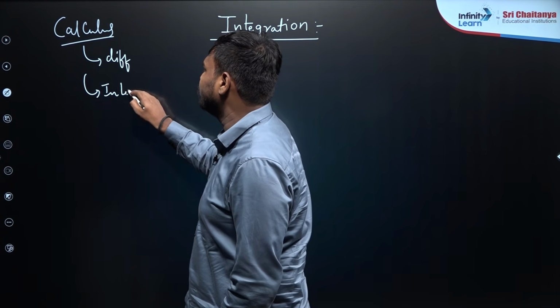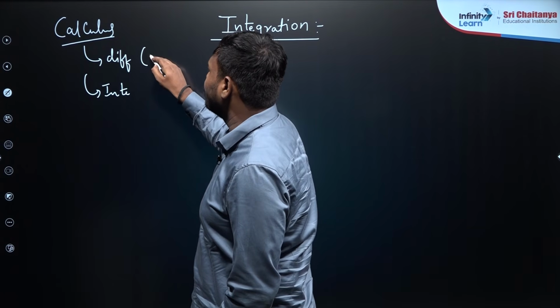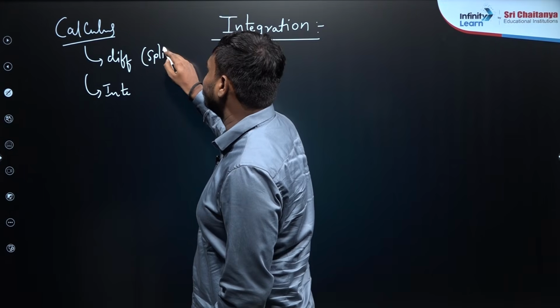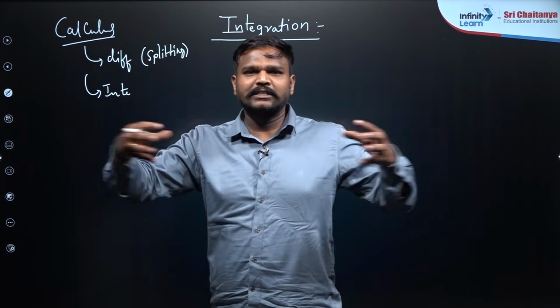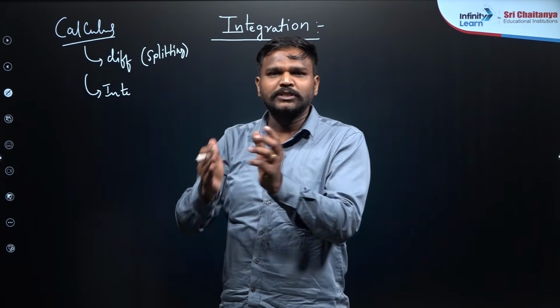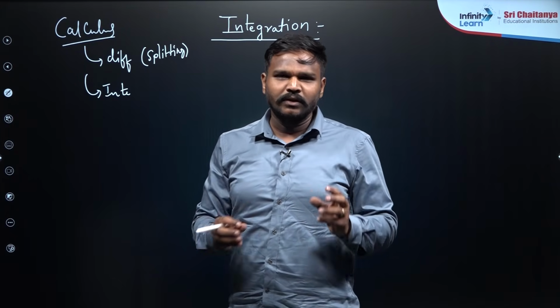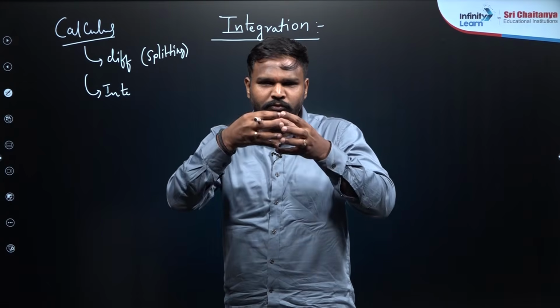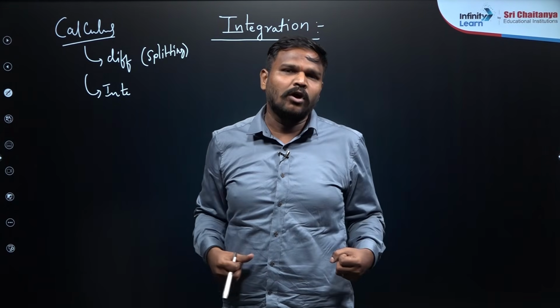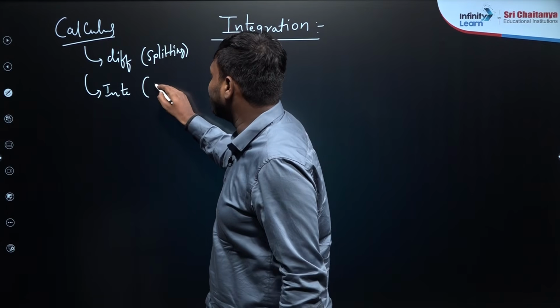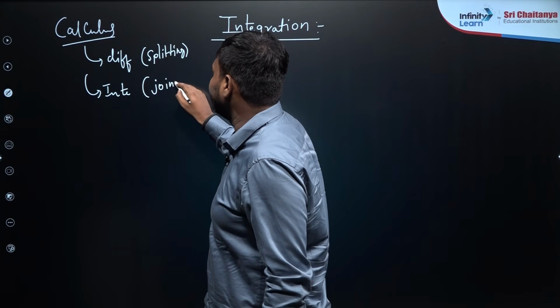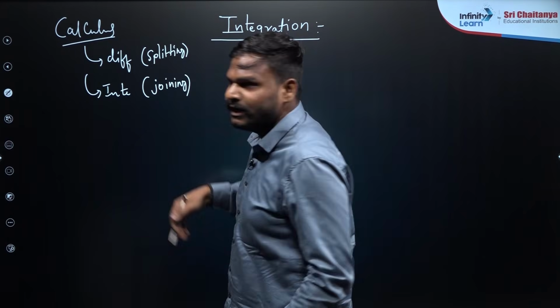In differentiation we learned how to split a function. It is similar to splitting. If y is a big rod, then the smallest piece will be called differentiation. Now all the small pieces, if you want to join and make it a rod again, make it a function again, then that is nothing but our integration. So integration is nothing but a joining.